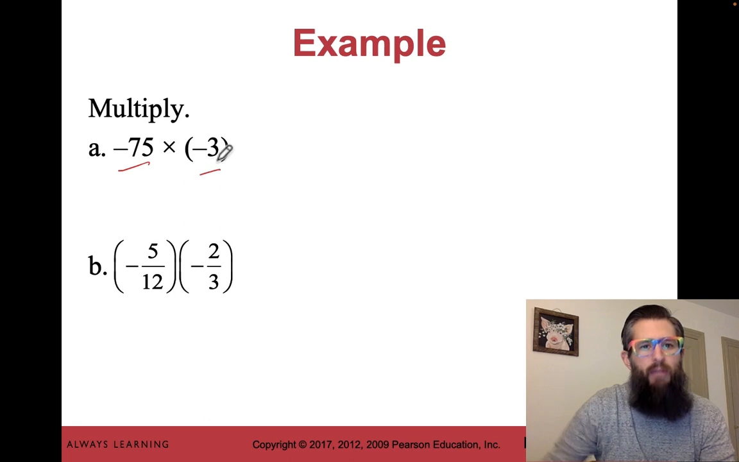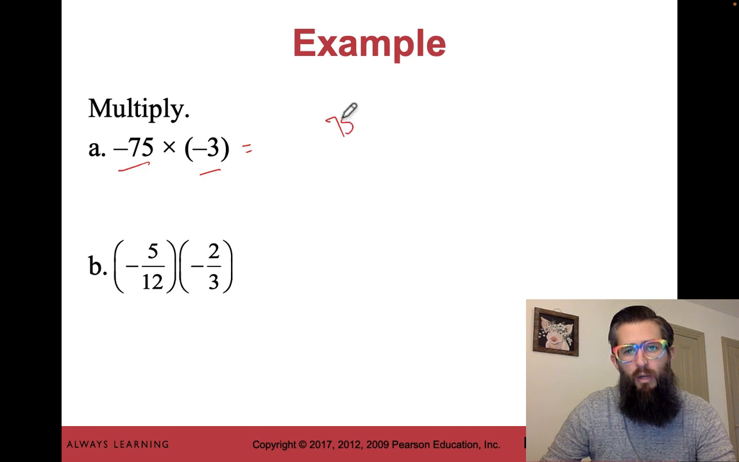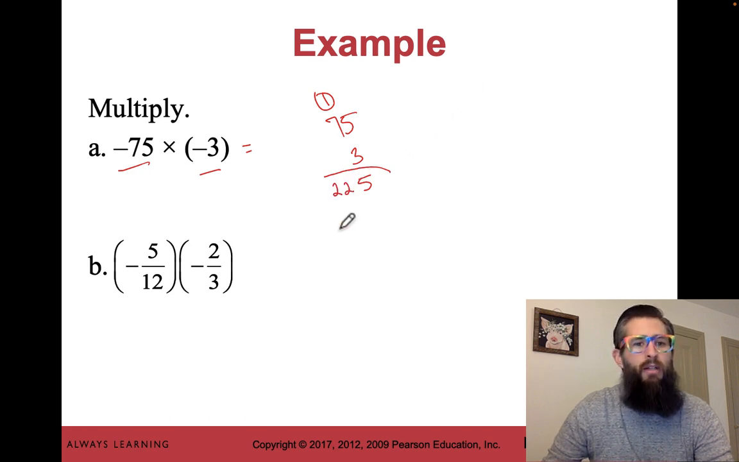We have negative 75 times negative 3. At the end of the day, we know that this is going to be positive, so we can actually get rid of these signs for all intents and purposes. Now, if we're trying to skip the calculator usage, we can set this multiplication up like this. So we have 3 times 5 is 15. Put the 5 in the ones spot, carry the 1. Then we have 3 times 7, which is 21. And since we carried this 10 up here, we have to add 1 to 21, which gives us 225. So 3 times 75 is 225. Negative 75 times negative 3 is going to be positive, so the end result is going to be positive 225.